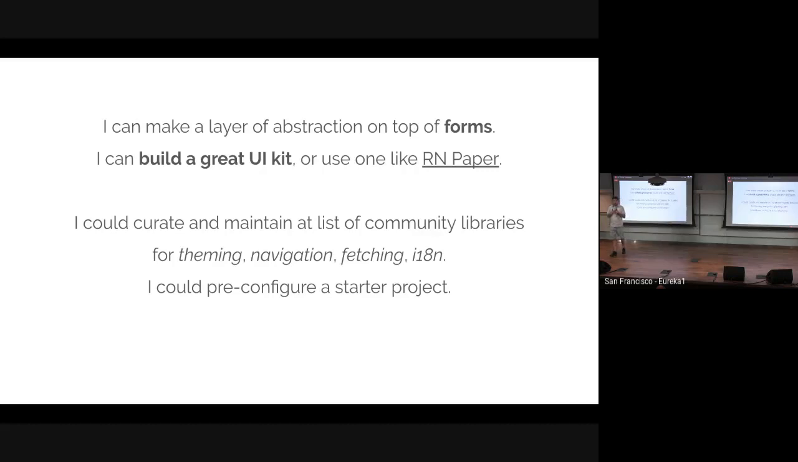I can make a layer of abstraction on top of forms to make sure that the cursor advances to the next form field. I can build a great UI kit, or I can use React Native Paper. I can curate and maintain a list of community libraries that are sanctioned for use at my company that I know will work with the version of React Native that is sanctioned at my company. And I can tell my developers, you don't have to think about which carousel to use for images, because we have one and we've already decided that it's good. And we've already done the research to see if it works with React Native gesture handler, right? Which is something that you probably want, right?